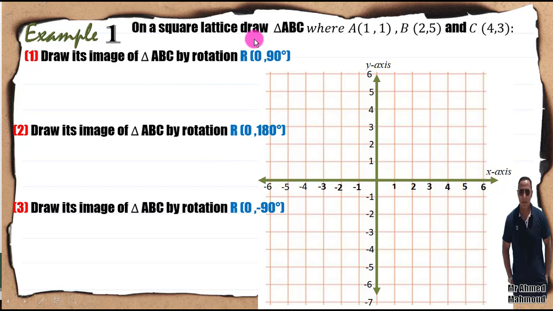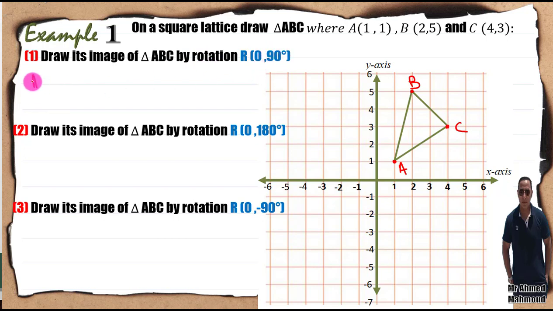Okay, on the square draw triangle ABC where A equals 1 and 1, B equals 2 and 5, C equals 4 and 3. A is here 1 and 1, B 2 and 5, C 4 and 3. And now I'm going to join the triangle points. Okay, here A, B, C. Okay, I'm going to rotate the triangle 90 degrees.